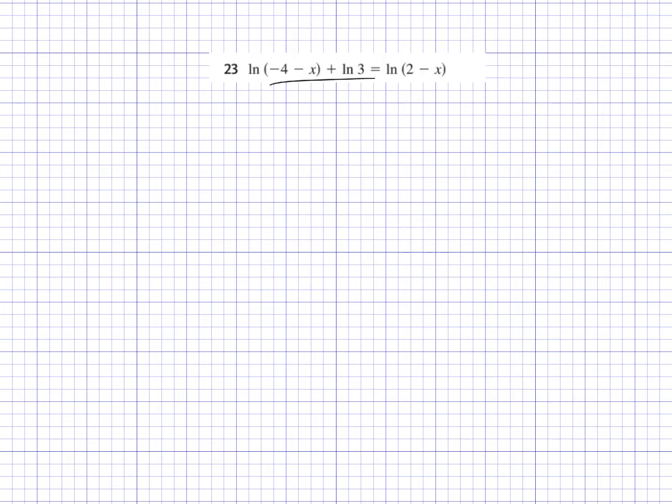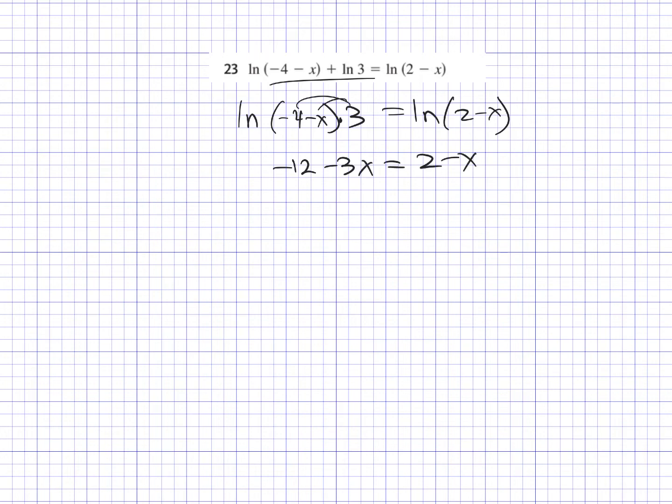All right, so again, that's the natural log of negative 4 minus x times 3, and 2 minus x. So we're going to distribute, take away the natural log. Negative 12 minus 3x equals 2 minus x. Again, you have the same logarithms. So add x to the left, add 12 to the right, and x is negative 7.